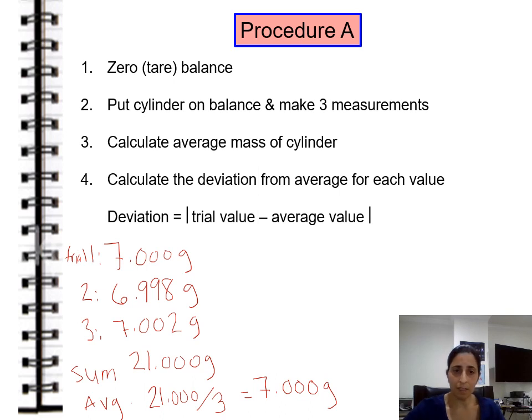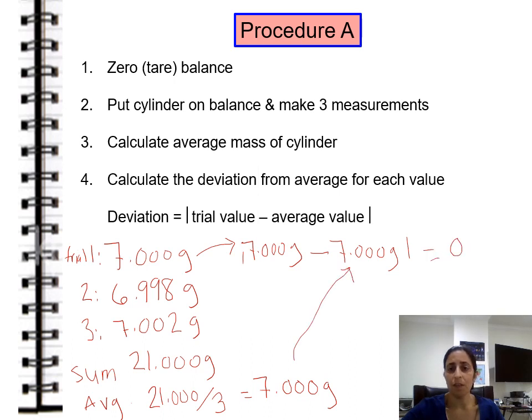So then if I were to find the deviation for this first one, it would be the 7.000 grams, right? That's the trial value. That's this number here minus the average value, which in this case is actually the same thing. It's in absolute values, right? Which means my answer will be zeros. Even if the calculator gives you a negative number, you just ignore the negative number, okay? And that's what these absolute values here mean. These lines on this side and this side indicate absolute values.